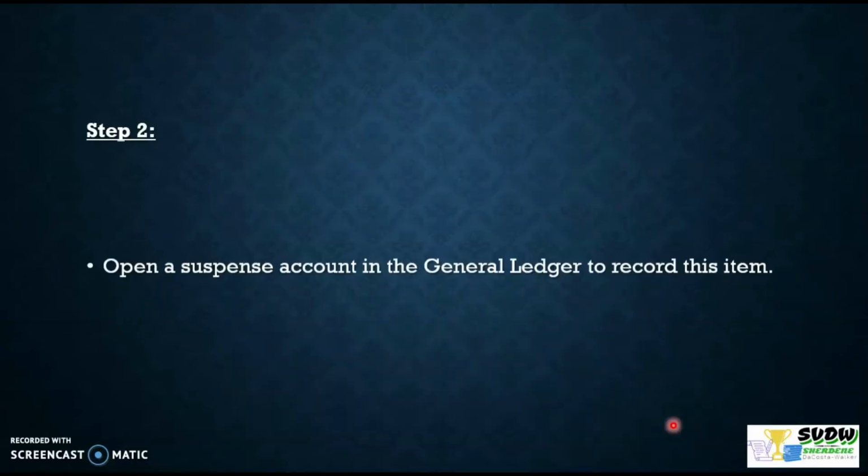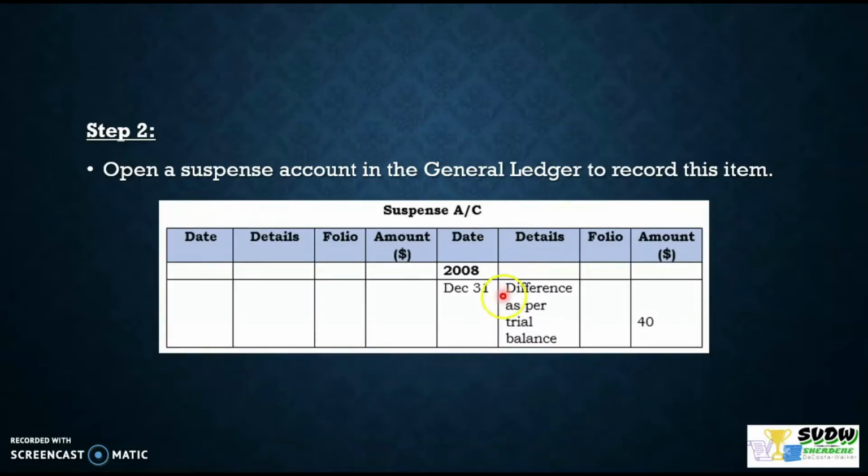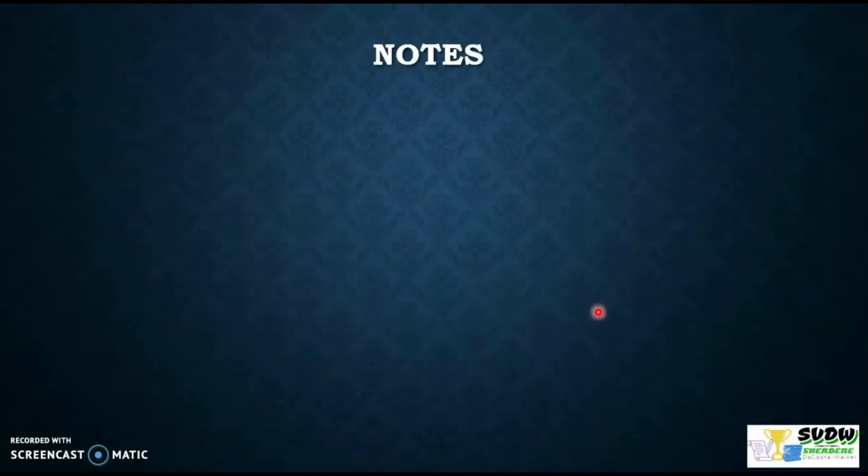Step 2. In step 2, we're going to actually open the suspense account in the general ledger to record this item. We must show what we did in the trial balance. So here's the account. So we have the suspense account. We place the date. That would be the end of the period when the trial balance was created, and we added the $40 to make it balance.